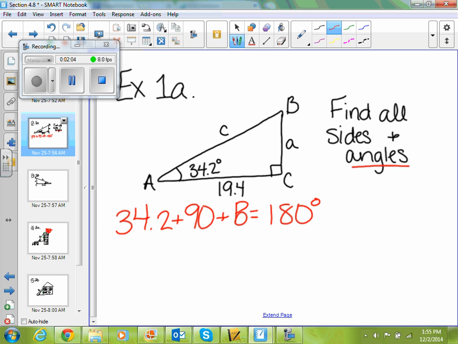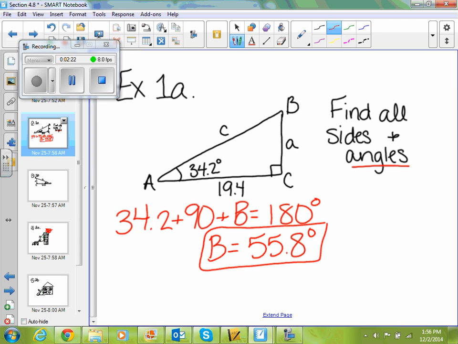So if you saw that, B is what? 55.8. 34.2 plus 90 is 124.2, so yes, 55.8. So angle B I know is 55.8 degrees. Now I have all of my angles, so the second thing it asks me to find is all of my sides. I know that I have an adjacent side, meaning my side is connected to my angle, which makes it adjacent. I need to find my opposite side, and I need to find my hypotenuse.